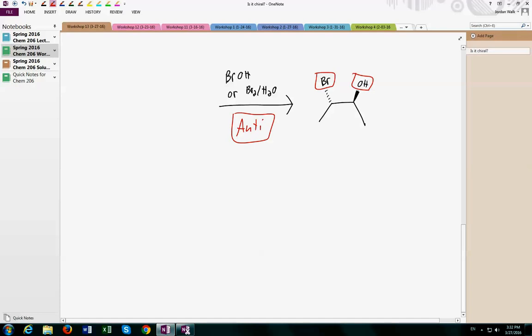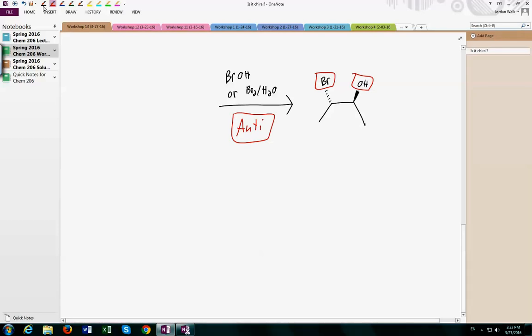On the same side or on opposite sides? Definitely on opposite sides, right? Because directly after the addition of these two things, that's where they would be. They'd be on opposite sides. Here, we've had to go under some sort of bond rotation to get them where they're at, but we know right after addition they'd be anti.